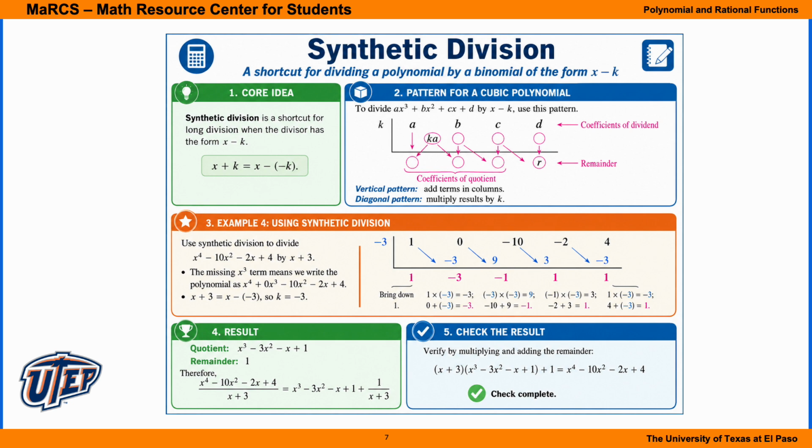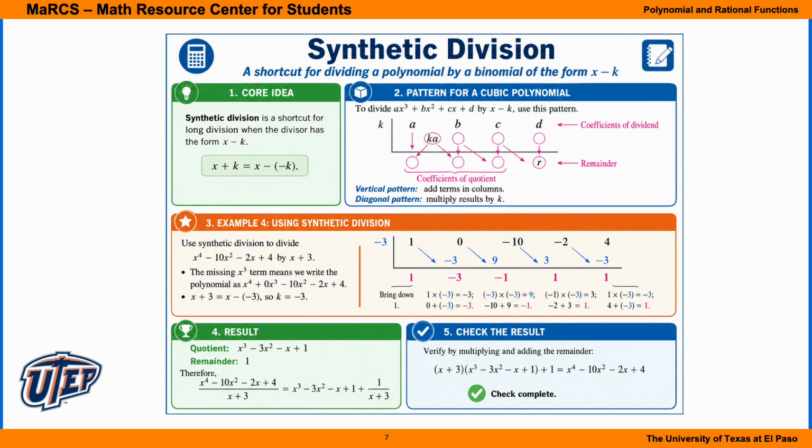For b, we'll have 0. For c, we'll have negative 10, since we have negative 10x squared. For d, we'll have negative 2. For e, we'll have 4. So now we bring down the first term, so 1. We bring that down. Now we multiply 1 by negative 3. So 1 times negative 3 is negative 3.